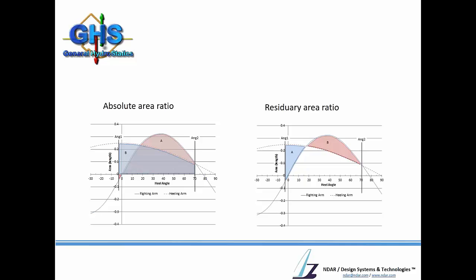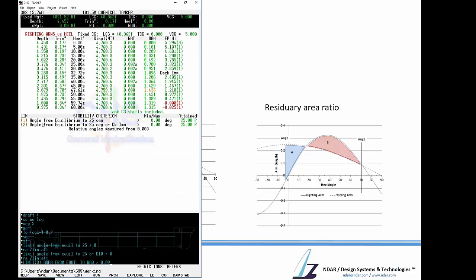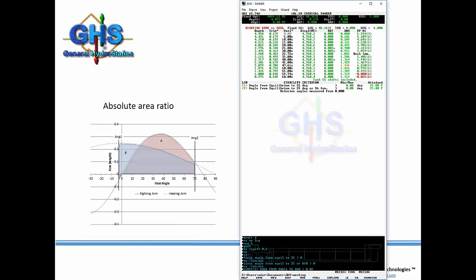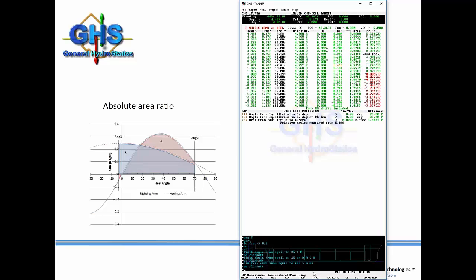So let me just show my GHS window again. We'll check the area between this angle and this angle, and it has to be greater, in this case, than 0.09 meter radians. Then I will just run the same verification, and I can see that my area is 1.42 meter radians, so it's in excess of the criteria, so I'm actually passing.